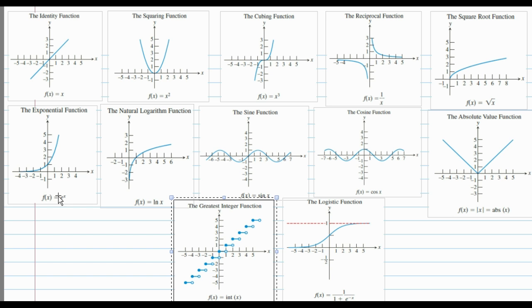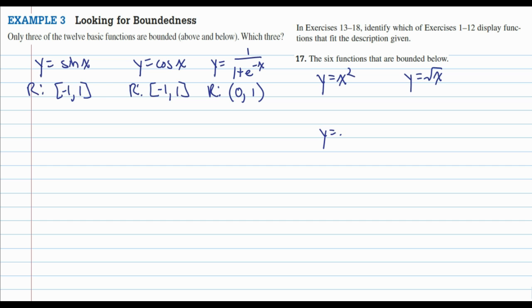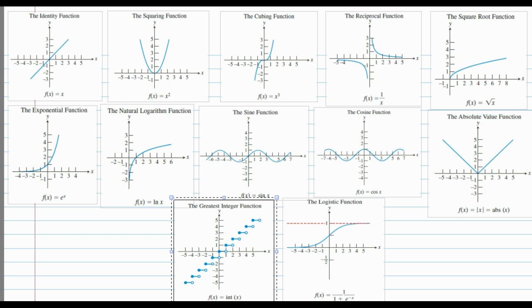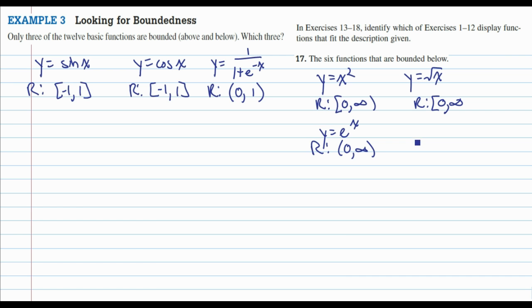The exponential function, y equals e to the x. Its range is from 0, not including 0 though, to infinity, whereas both x squared and y equals square root of x, their ranges are including 0 to infinity. Got 3 more. Neither the sine or cosine function are just bounded below, they're bounded. The absolute value function is bounded below though. Y equals the absolute value of x. Its range is also including 0 to infinity.